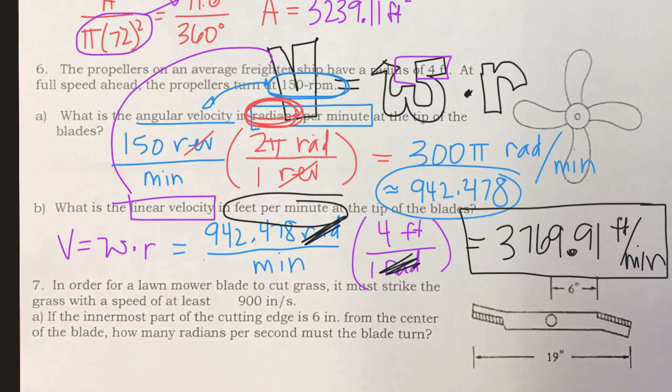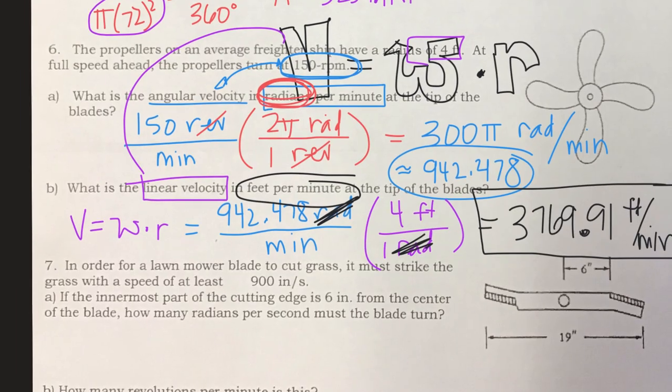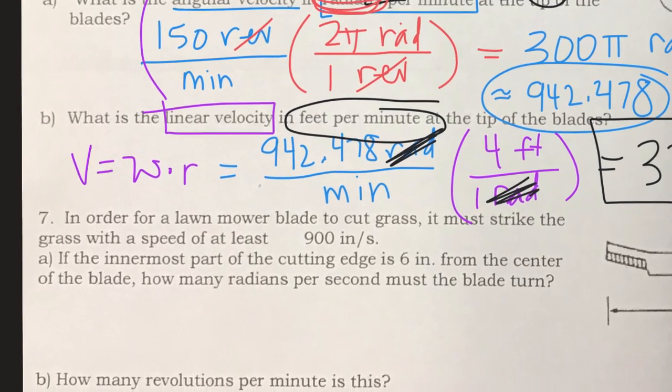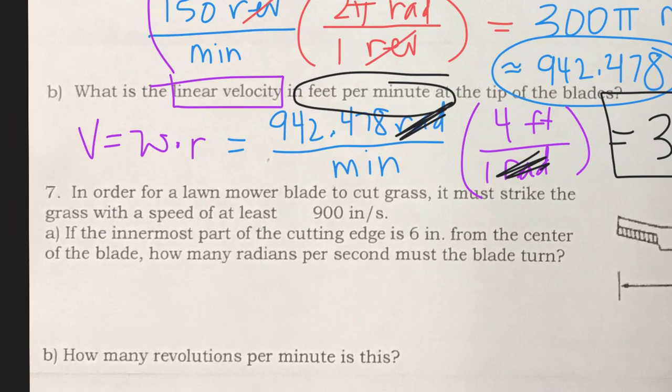Okay, let's move on to number 7. In order for a lawnmower blade to cut grass, it must strike the grass at a speed of at least 900 inches per second. Okay, is this V or omega? This is your V, because look at your units. Inches is a linear unit, so this is your linear velocity.